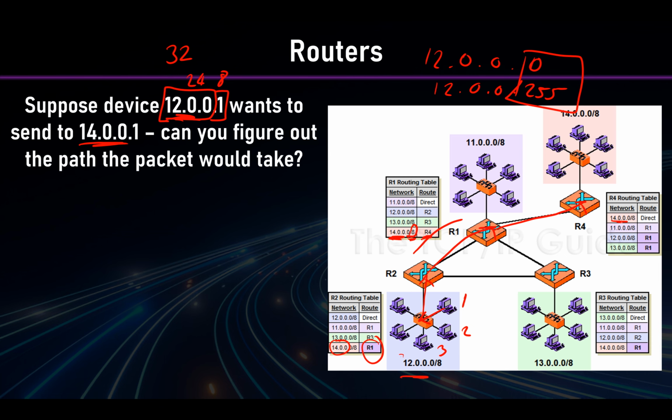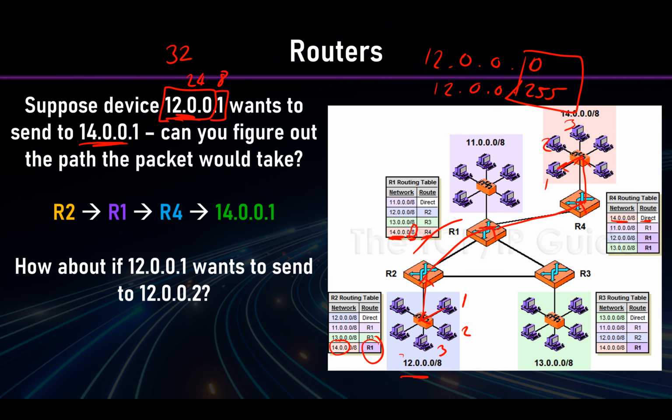Then if we look here, network 14.0.0, it says direct, which I guess means internal, just in the network. So that's going to go here, with device 1, device 2, device 3, etc. The switch then just forwards it on to device 1. Hopefully that makes sense, how those routing tables work.